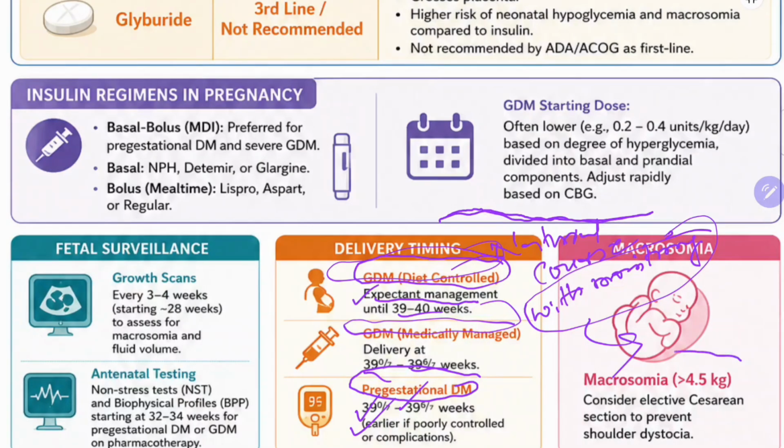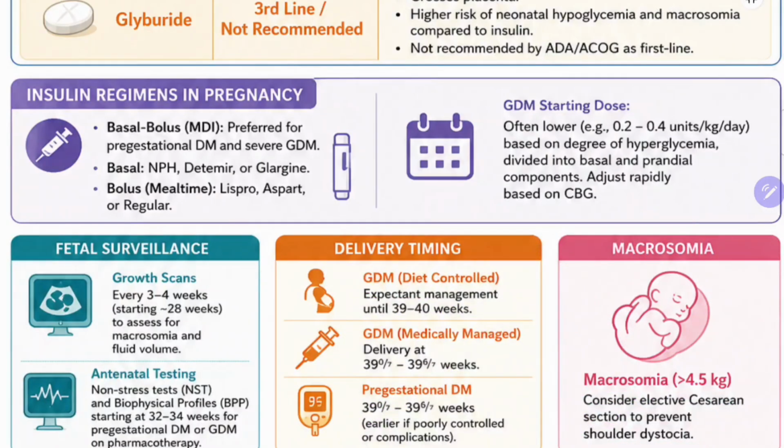If you detect macrosomia, meaning the baby on scans is more than 4.5 kgs, normal delivery is not possible. You should plan for elective cesarean section to prevent shoulder dystocia. To prevent shoulder dystocia, you should have an elective cesarean section if you detect macrosomia on growth scan. Okay.